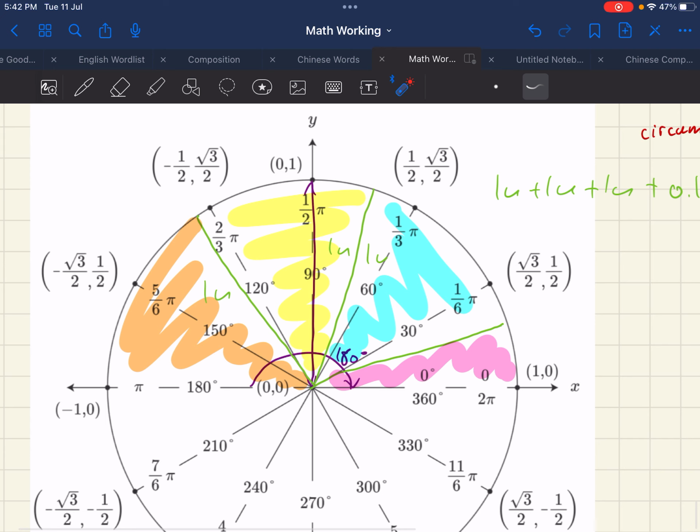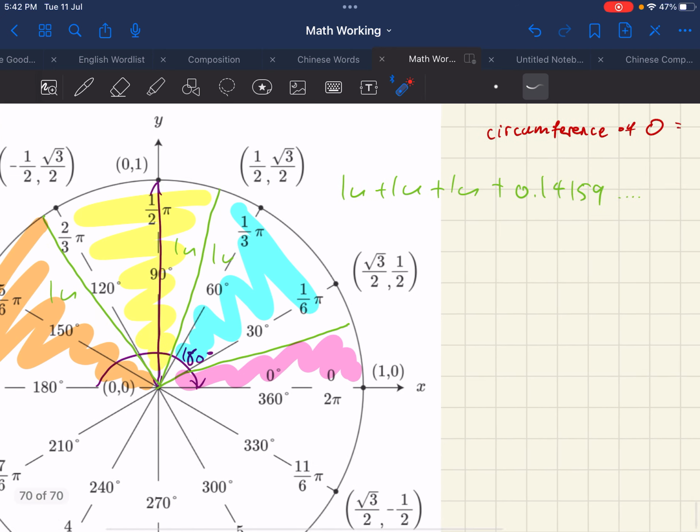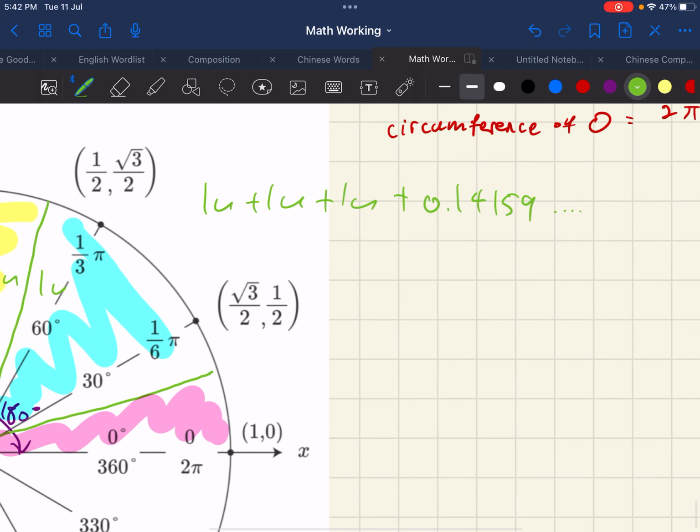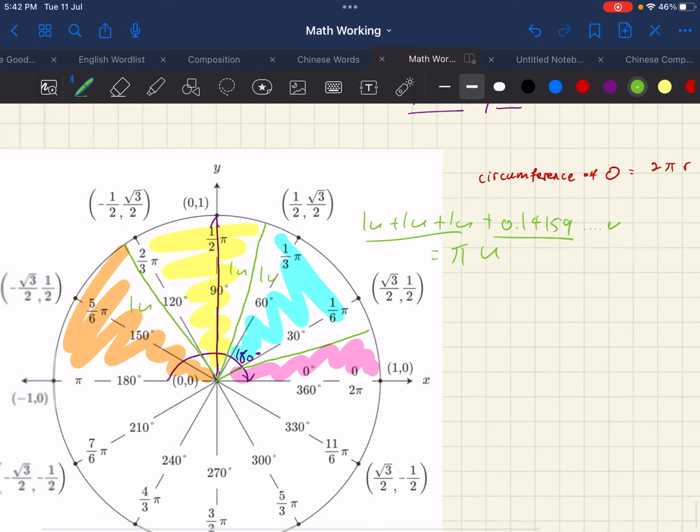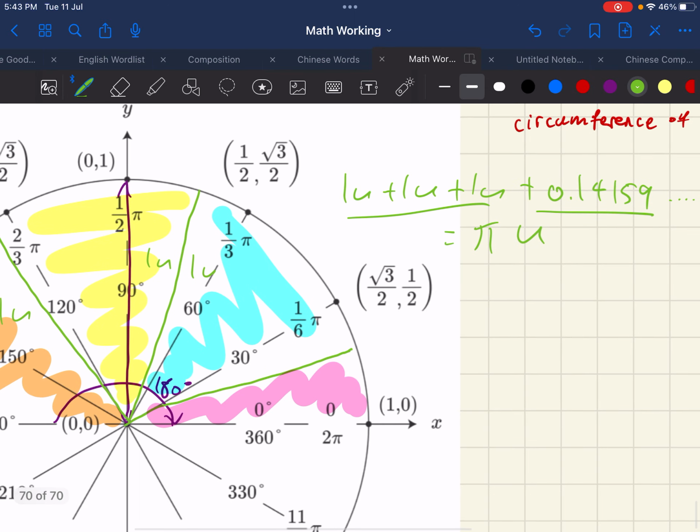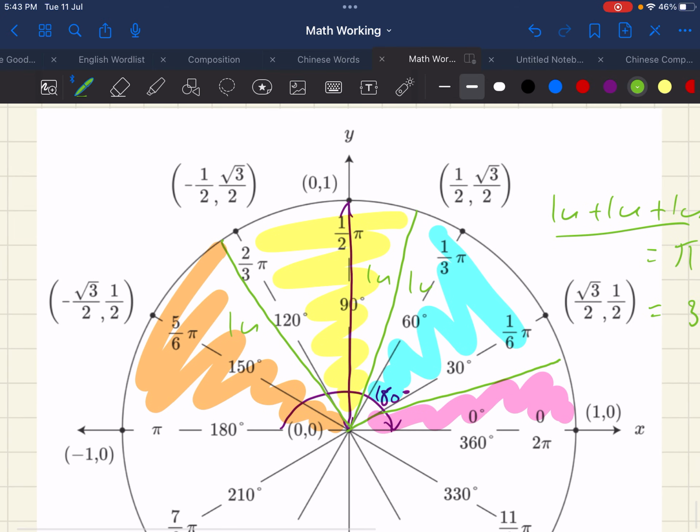Can we understand? So total now we have got how many units? We've got pi units. Understand? Because this is 3 plus 0.141, so we have got pi. We understand this part because these all add up to 3.14159 units. It's as easy as that.